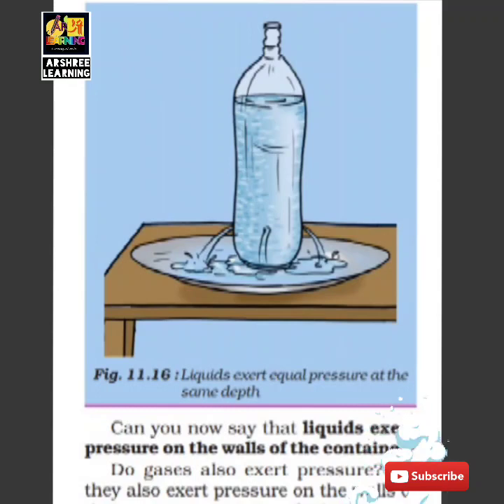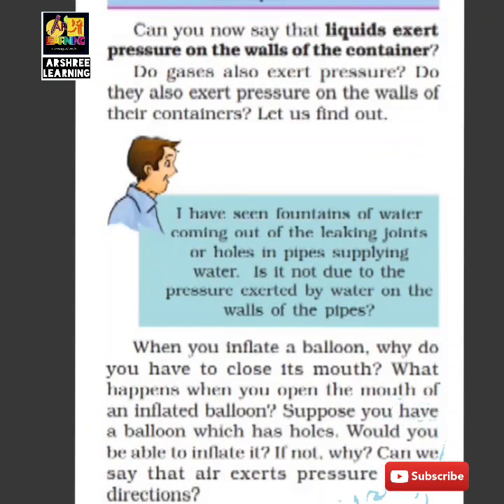And what do you think would happen if in the same bottle 3 or 4 holes were at different heights? One hole at the top, one at the middle, and one at the bottom. What do you think will happen? The water will come out from the holes, but it will not come out with the same force.